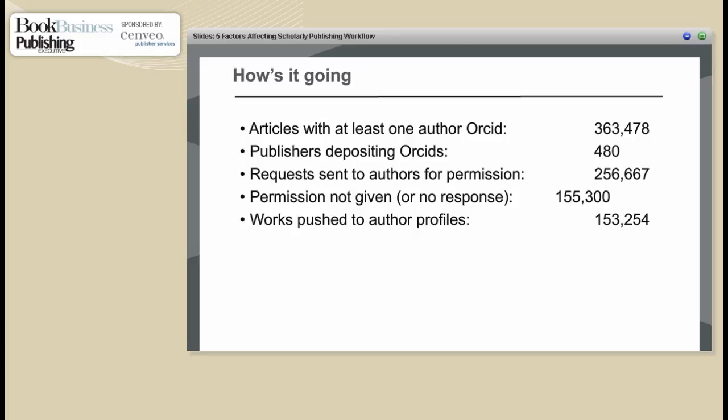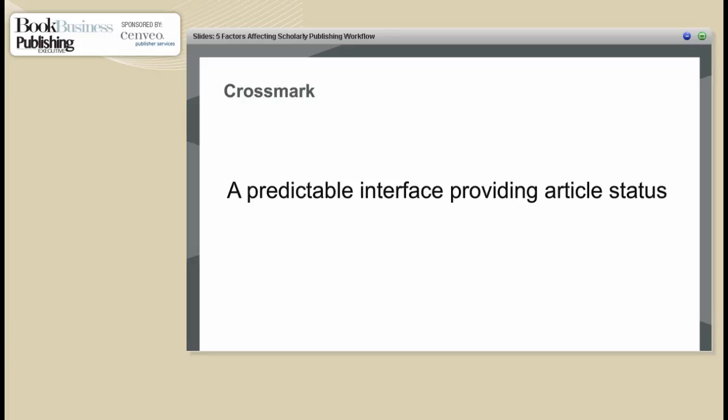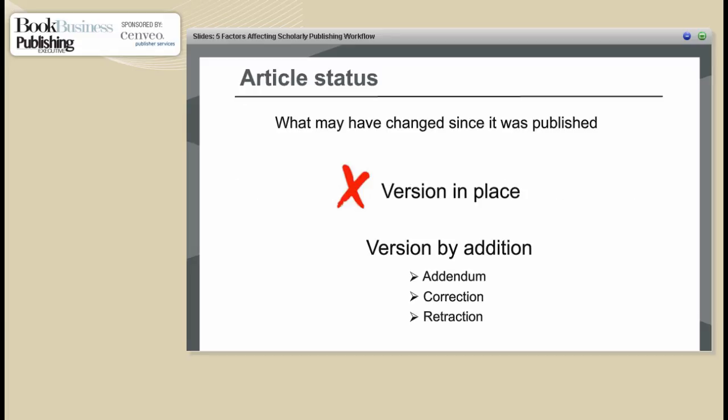Crossmark is another aspect that requires good metadata, and it's essentially a predictable interface for providing article status. So what do I mean by that? Well, articles do in fact change, and one of the things we absolutely do not want to do is just version an article in place. If a reader goes to a publisher's platform, reads an article one day, and goes to that very same page the next day, and the text is different, that's a very bad thing. We just want to avoid that at all costs.